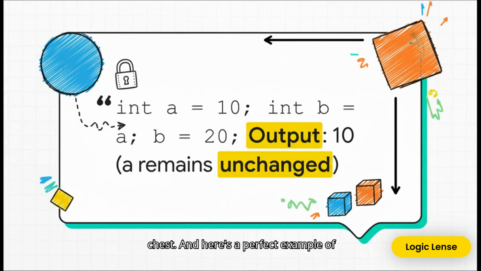And here's a perfect example of that. We've got a value type, an integer. We say A is 10. Then we make a copy, B. Now we change B to 20. What happens to A? Absolutely nothing. It's still 10 because when we copied it, we made a completely new independent variable.